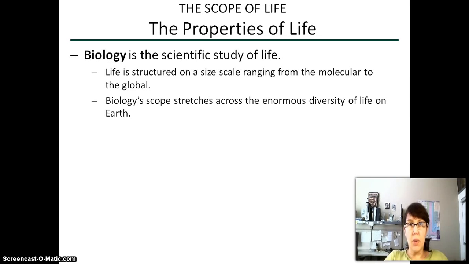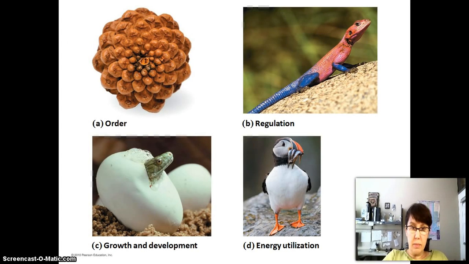So let's start. Biology is the scientific study of life, and we see life is structured on a size scale that ranges from molecules all the way to the entire globe. And as a result, you can study biology at many different levels. Now, what are the things that would fall into the realms of biology? Well, what is alive? Living organisms tend to have some features in common with each other.